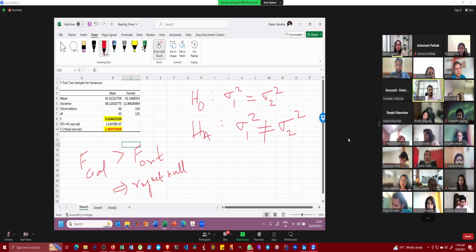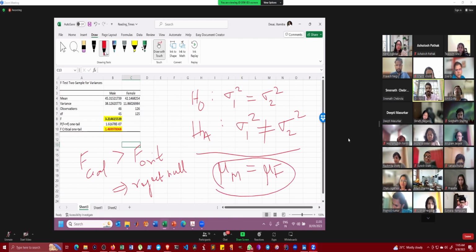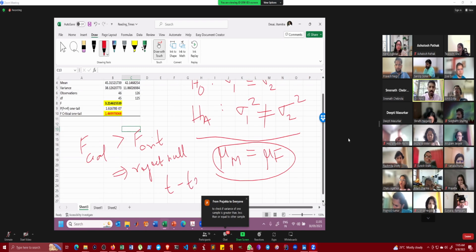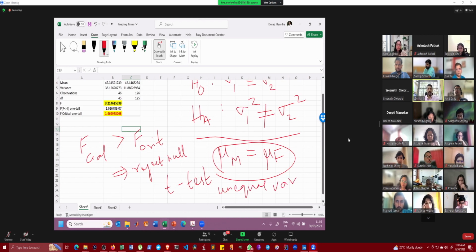Correct? So now with this test in place, I will go ahead to compare mu1 and mu2, or mu male is equal to mu female. To do this test, I must choose what? The t-test with unequal variance. Unequal variance. Right. So now I know that I must choose the t-test with unequal variance. Okay, everybody okay with that?